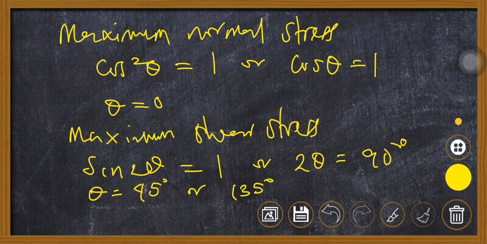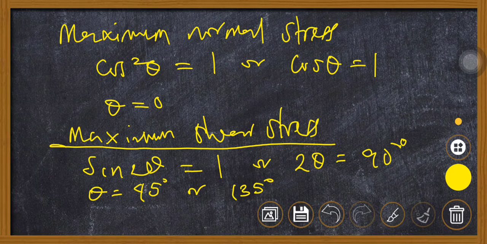Why? Because these two angles, 45 and 135 degrees, are kind of, let me say, the same angle but in opposite direction. One is less than 90, one is greater than 90, but both of them give rise to the same thing. The sines of these angles are the same, but their cosines are different; they differ only in sign. So maximum shear stress occurs when angle theta is equal to 45 degrees or 135 degrees.